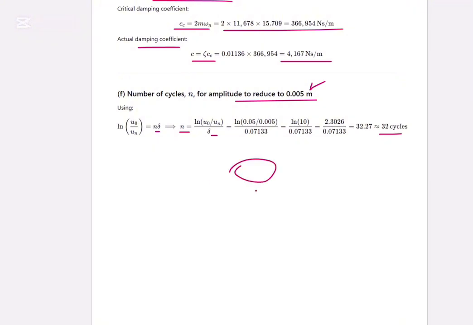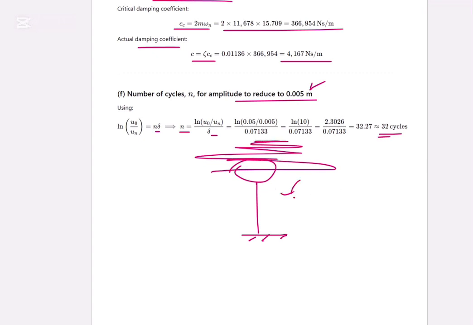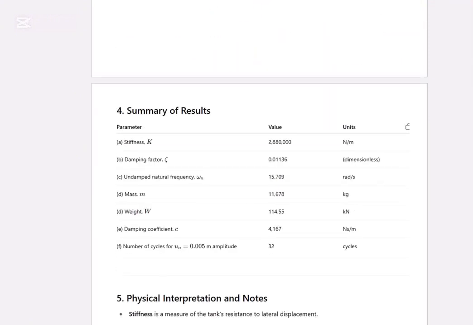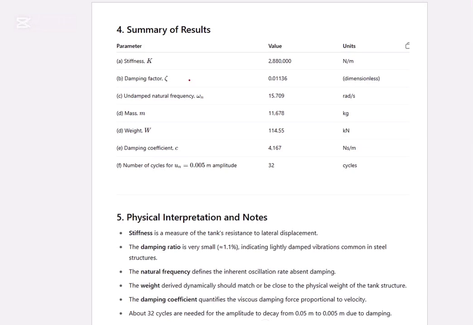The tank with water is there, right? That's going to vibrate almost 32 cycles just to go from 0.05 meter to 0.005 meter. That means it's 5 centimeter to 5 mm. So summary of results: stiffness we have known, damping factor, undamped natural frequency, mass, weight, damping coefficient, number of cycles to reduce to the 0.005 amplitude, 32 cycles.